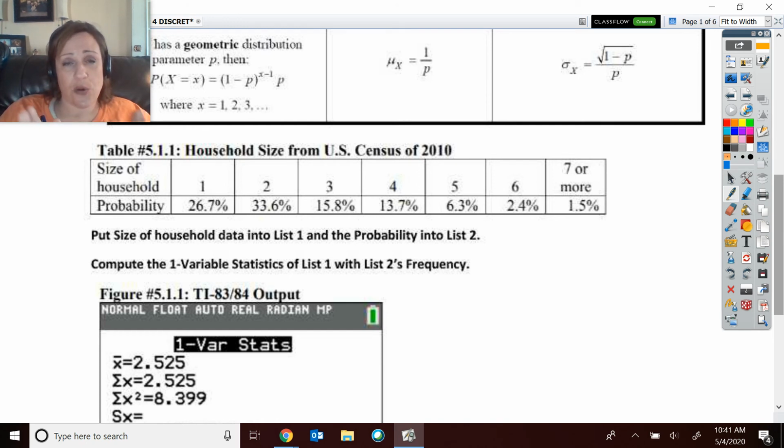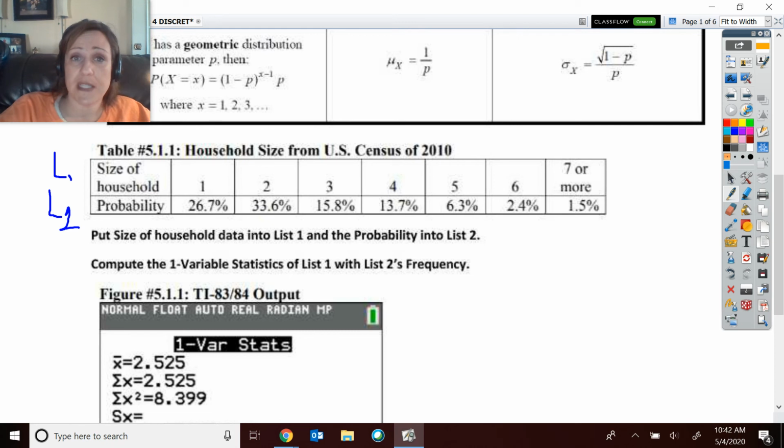We've got these 7 categories, a finite amount of possibilities: 1 person in the household, 2, 3, 4, 5, 6, or 7 or more. Then they put the probabilities, the frequency at which those happen. If I were to ask, on average, how many people live in a house in 2010, then I would get the mean. I would do that by putting the events in list 1 and their probabilities in list 2, and then computing the one variable statistics of list 1 with list 2's frequency.